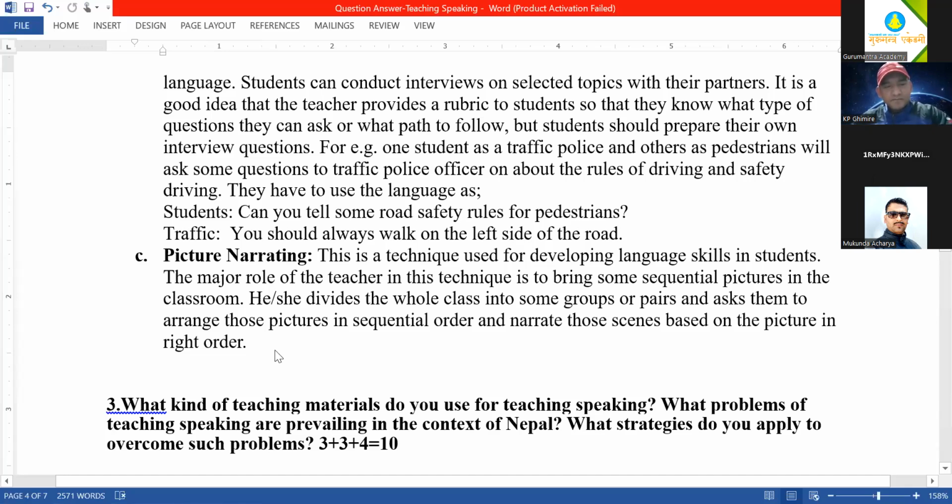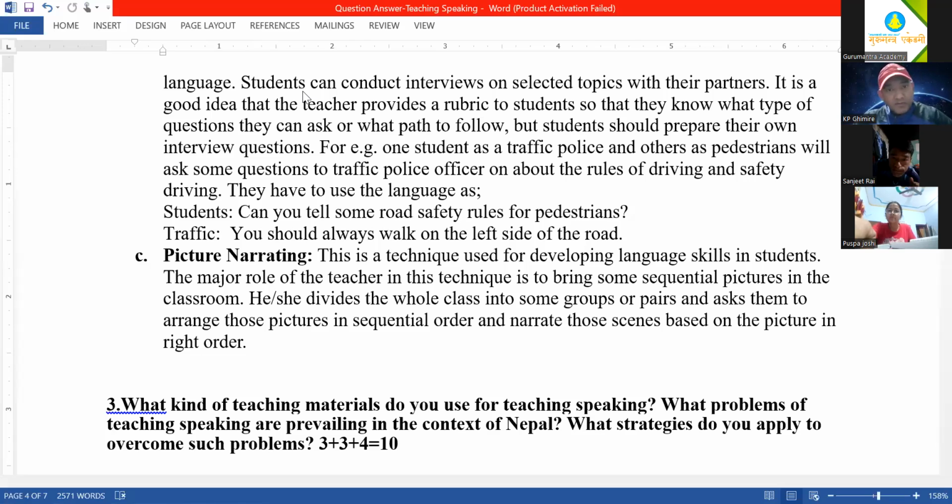So the third question, see there: what kind of teaching materials do you use for teaching speaking? And what problems of teaching speaking are prevailing in the context of Nepal? Or what strategies do you apply to overcome such problems? So this is another important question from the examination point of view.